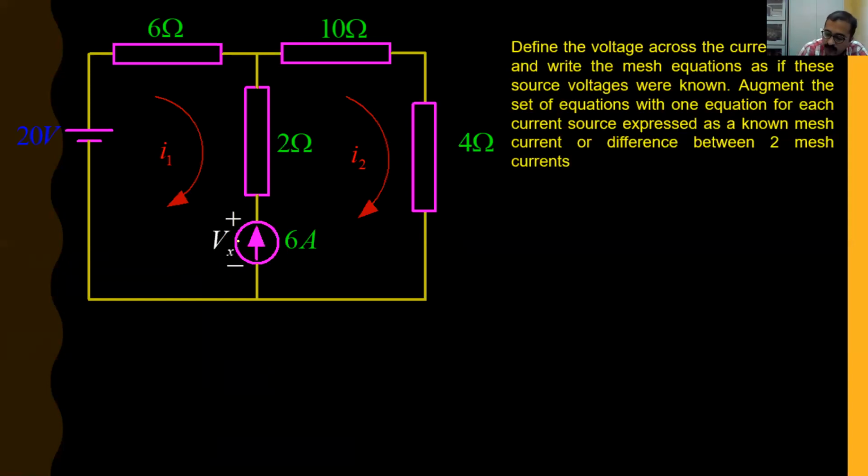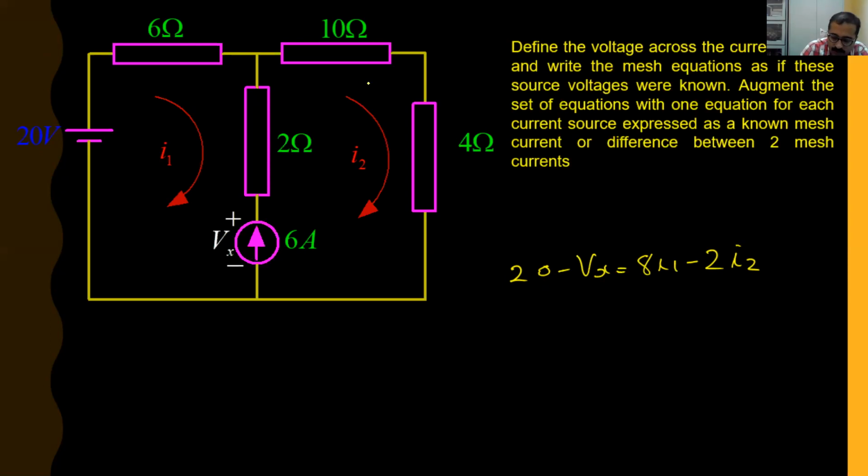And now what we have to do is write the mesh equations as if these source voltages were known. So now you write the mesh equation for loop 1. What will you get? For this assumed current direction, plus potential rise 20 minus Vx must be equal to 6 plus 2, 8I1 minus 2I2. Loop 1.